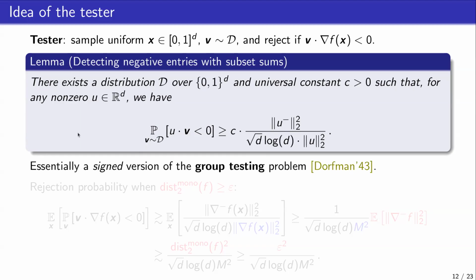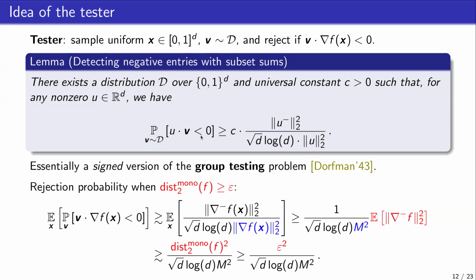And one way to think about this lemma is, if you're familiar with the group testing problem, where you have a large population and you want to test a large group all at once and hope that you will detect some problem in the group, then this is a similar kind of thing, but we have a signed version because you can have positive entries and negative entries, and we want to detect the fact that it has negative entries. So let me first take this lemma for granted and then tell you why it implies the monotonicity testing result.